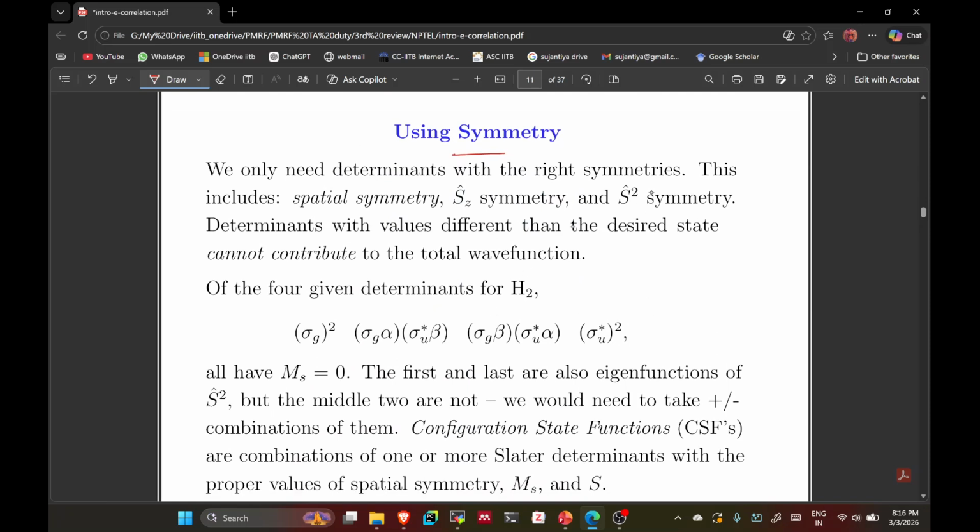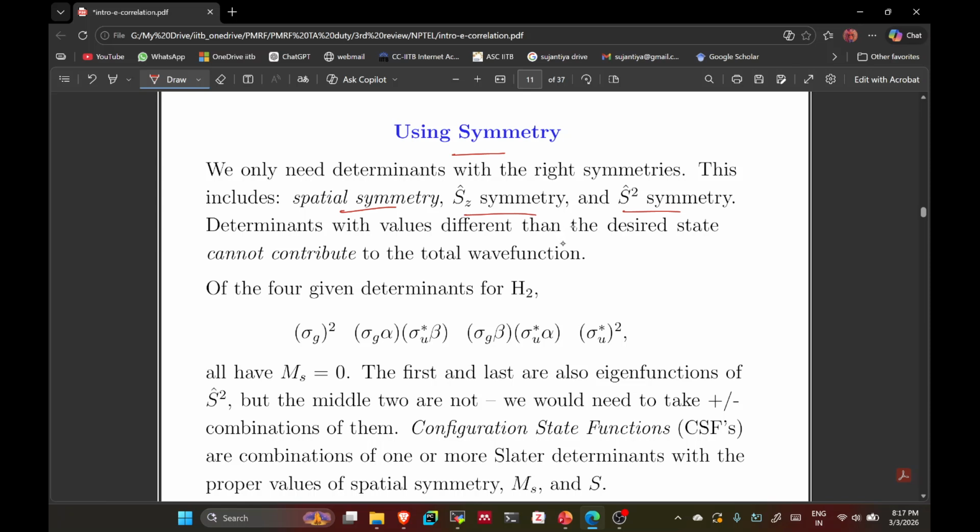So using symmetry, we only need determinants with the right symmetry. There are three symmetries that one has to take care of. One is the spatial symmetry, that's gerade and ungerade and all. And there is the Sz symmetry and the S squared symmetry. Sz symmetry means if you are starting with 10 alpha electrons and 10 beta electrons, whatever determinants you are going to generate will also have 10 alpha and 10 beta electrons. So your Sz is a summation of all the Sz of individual electrons, and S squared symmetry is basically if you are starting with a singlet or triplet and all that.